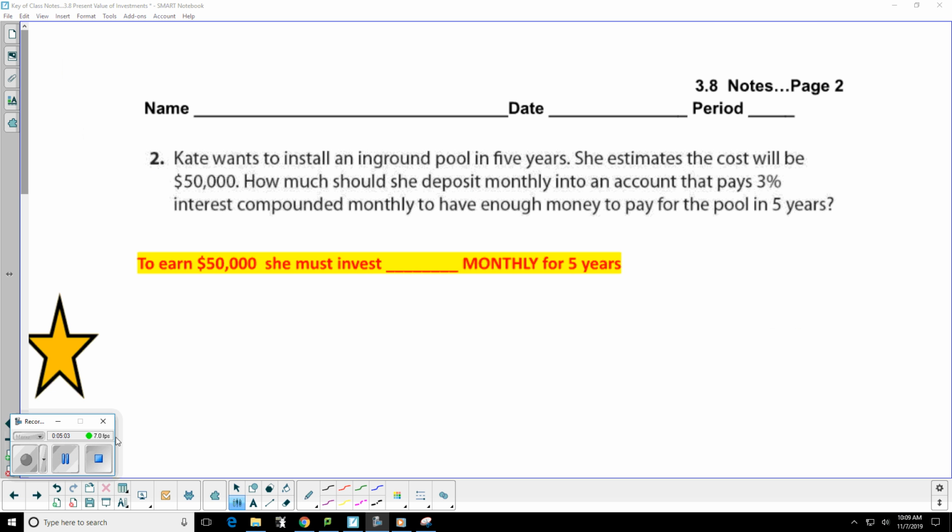In question 2, my Kate question. Kate wants to install an in-ground pool in 5 years. She estimates that it's going to cost $50,000.